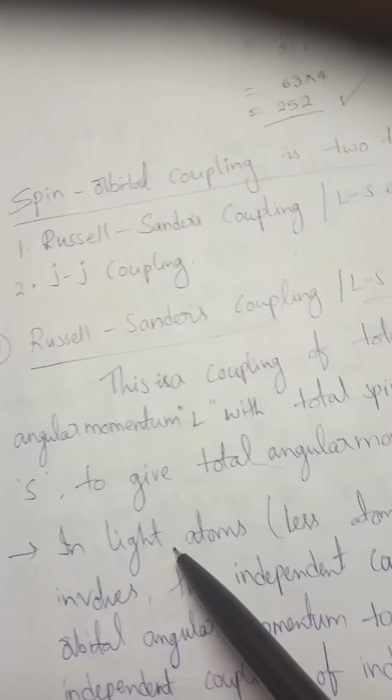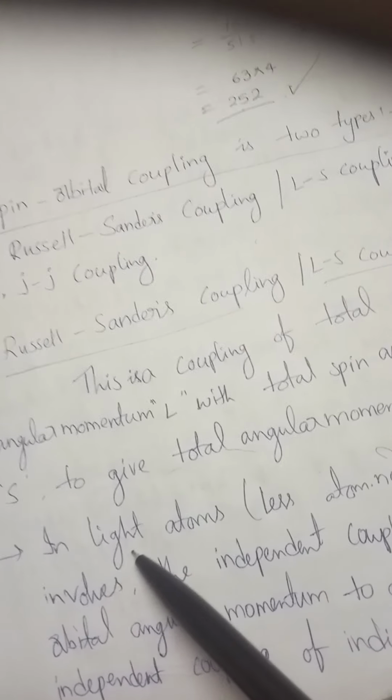So this Russell-Saunders coupling or LS coupling is applied to the light elements, that is, elements with lower atomic number. It involves the independent coupling of individual orbital angular momenta to give capital L, and then the independent coupling of individual spin angular momenta to give capital S. Okay, for example, we take the p2 configuration.